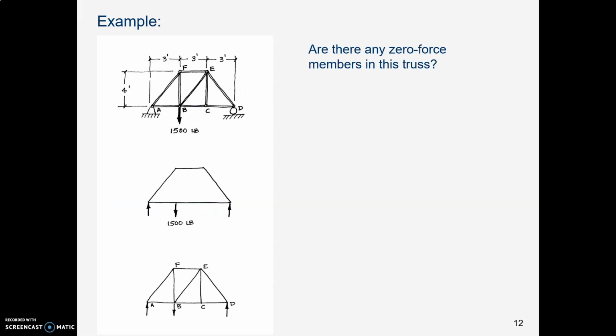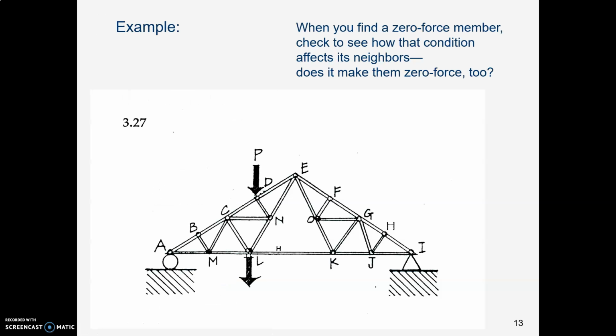Remember this example we looked at the other day? Are there any zero force members in this truss? You might notice that, aha, yes, there is. It's that one right there. 3 forces in joint C, 2 of them are in a line, the third one is 0.